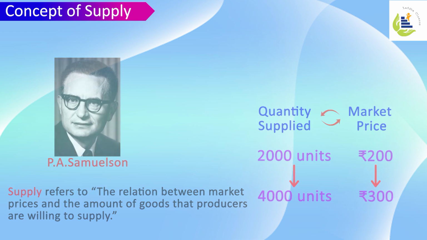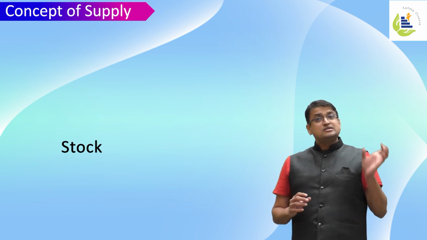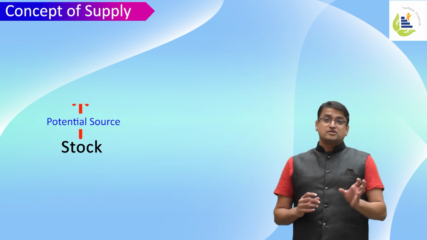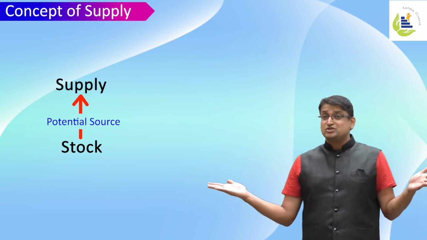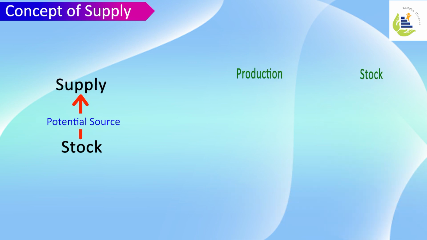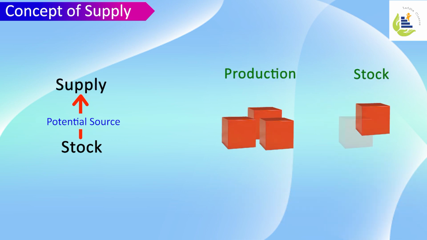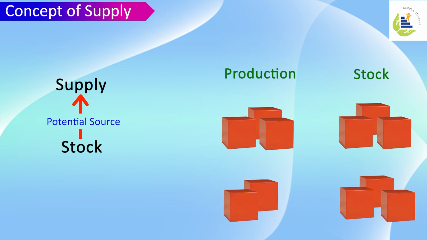In order to understand stock and supply in greater detail: stock is a potential source of supply. Without stock, supply is not possible. In fact, with an increase in production, you can increase the stock. With a decrease in production, you can decrease the stock. It's a potential source for supply. I'll explain this whole concept with a few examples.